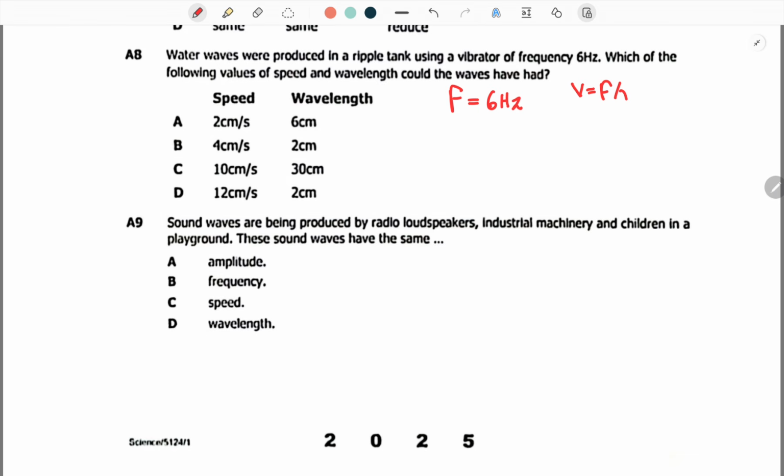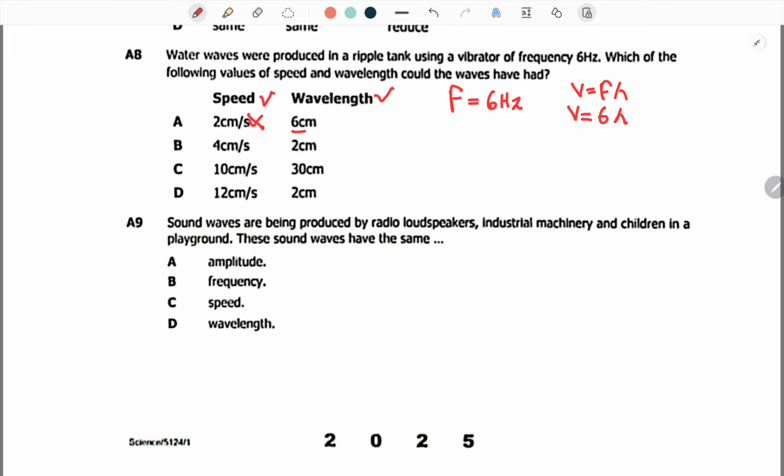Then here they've given us a frequency of 6. So the first thing you're going to do is simply to put your 6 in the equation. Now, you can choose either to use your wavelength to test or your speed to test. In this case, I'll be using wavelength. If I put a 6 where there is wavelength, is my speed going to be 2?